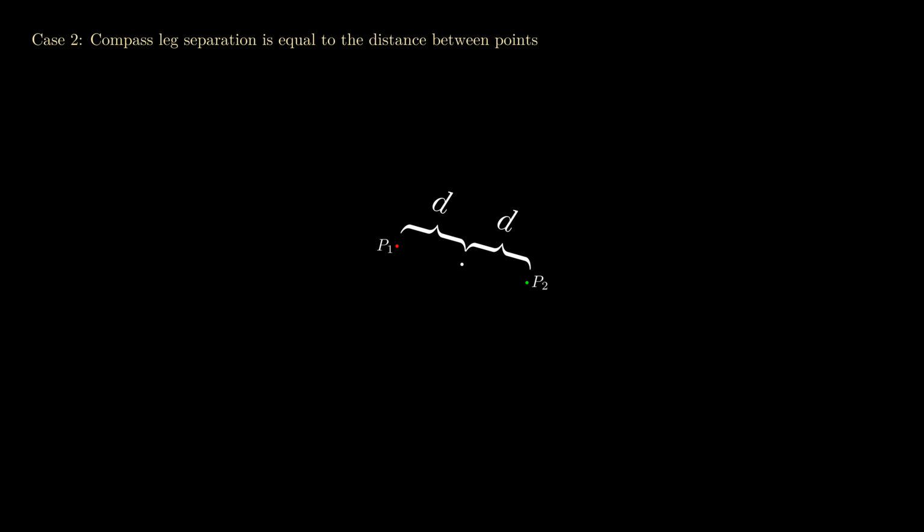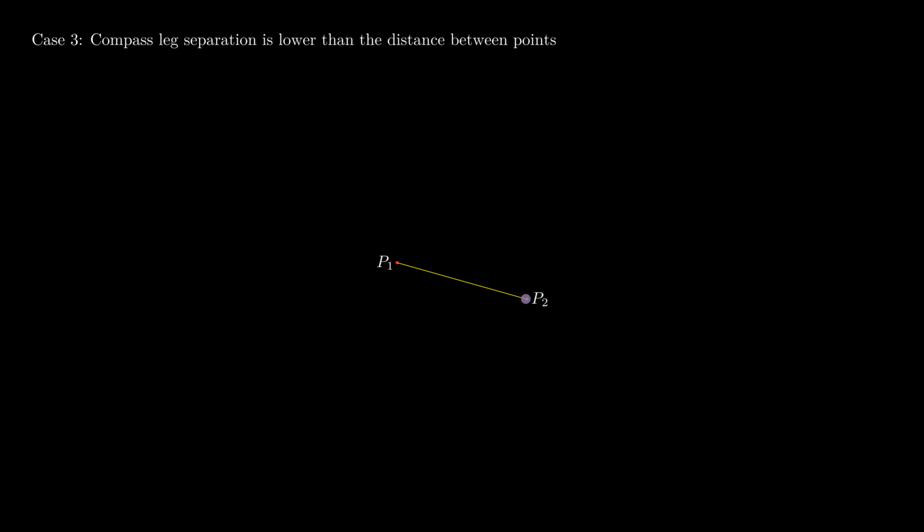What if the compass leg separation is less than the distance between the two given points? Obviously, any circle drawn with the pivot leg at either of the two given points will contain only the center point. The other point will definitely be outside the circle. However, in this case, there are 3 different scenarios.